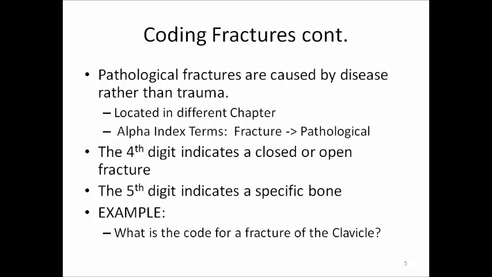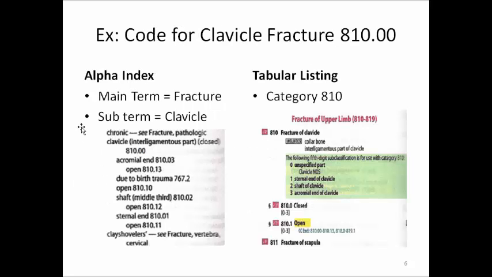So let's practice. What's the code for a fracture of the clavicle? You may pause this recording and search for the code yourself. When we look in the alpha index under the main term fracture, subterm clavicle, we see this information as you see on the left-hand side. We note that closed is included in the parentheses, so that's the non-essential modifier. And so the code we're going to look up in the tabular listing is 810.00. Don't be fooled, even though you have 5 characters. Remember, we don't ever code from the alpha index, and we need to go to the tabular listing.